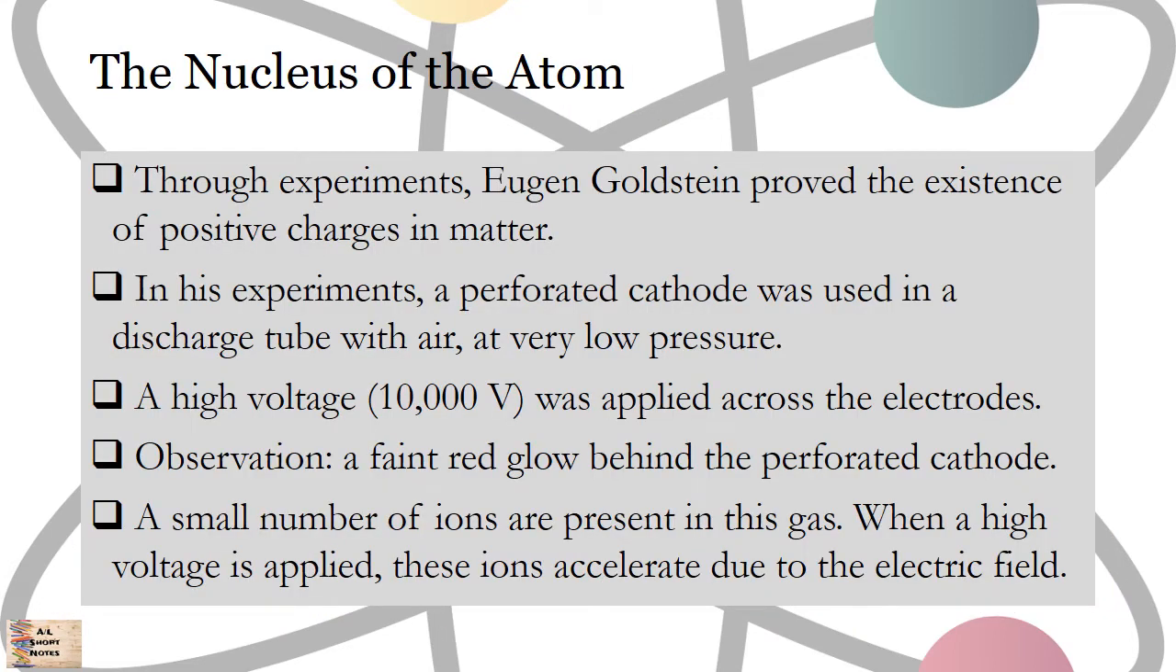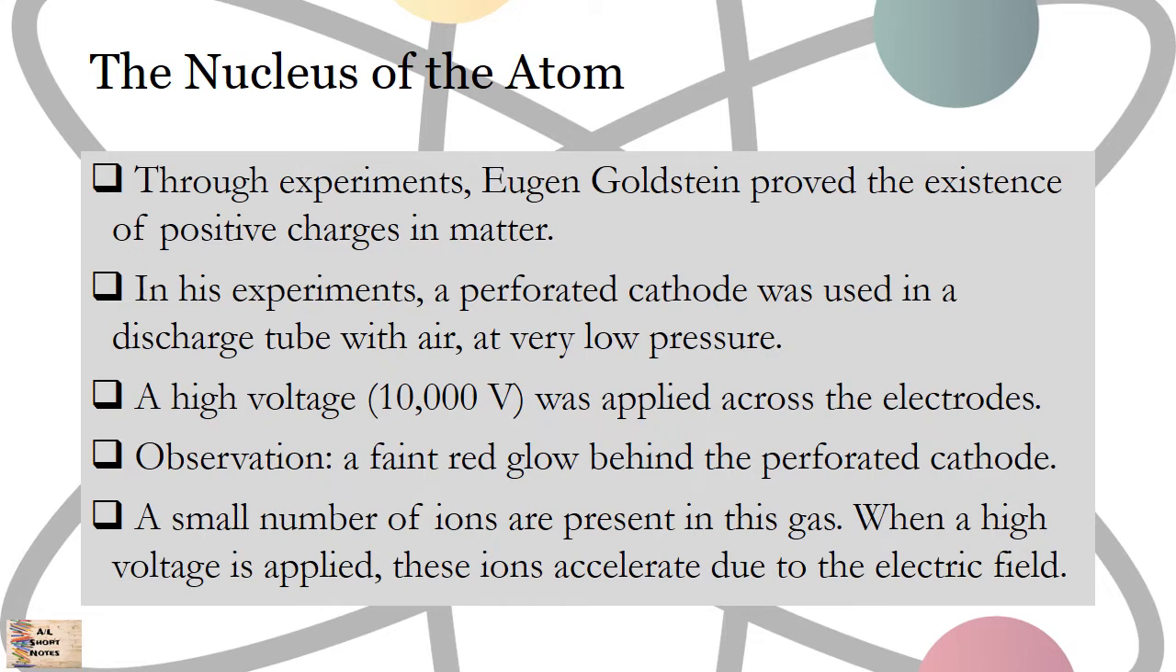Through experiments, Eugene Goldstein proved the existence of positive charges in matter. In his experiments, a perforated cathode was used in a discharge tube with air at very low pressure. A high voltage, about 10,000 volts, was applied across the electrodes. The observation was a faint red glow behind the perforated cathode.